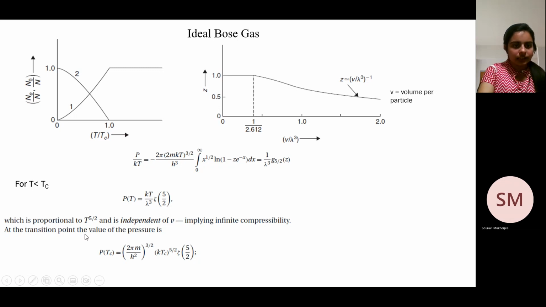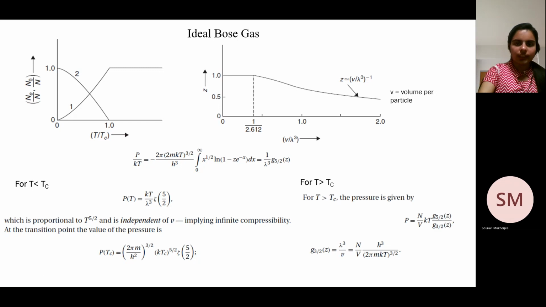Now what happens when T is equal to Tc? When T is equal to Tc, you can explicitly write the expression for lambda. Okay, this is what has been done here. So if you write the expression explicitly, you will have a Tc to the power 5 by 2 term. Okay, so it's the same expression, but here you have explicitly written lambda, and lambda has temperature, and you have replaced all the temperature in the expression by Tc, right? And this is what you get. So this is your pressure at the transition point.